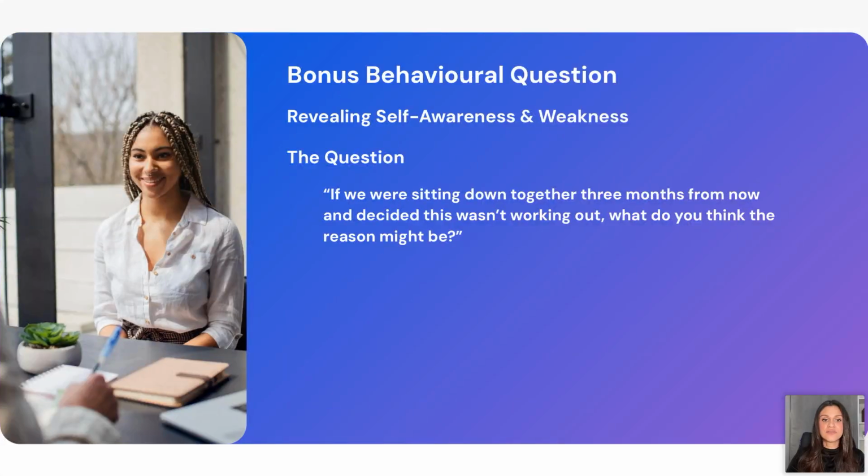Now, I also have this bonus question that I came across through some of my coaching. This was a great hiring question that I learned, and it kind of stumps people. So I ask: if we're sitting down together 3 months from now and decided this was not going to work out, why do you think the reason might be? It's kind of awkward, right? It has a lot of tension, and makes somebody feel uncomfortable.